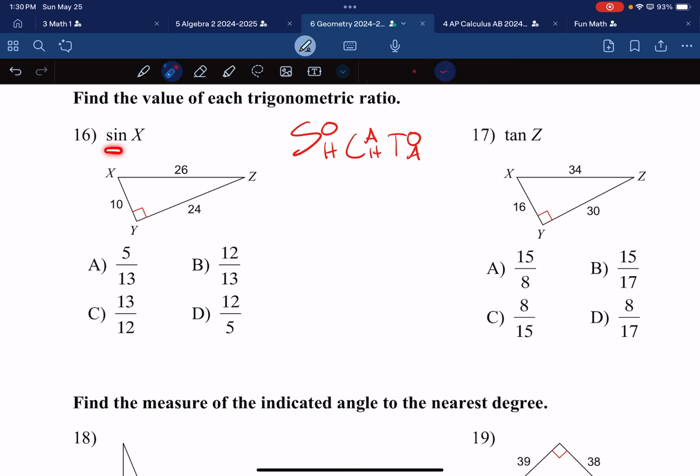For SOHCAHTOA, sine is going to be this S, which means it's going to be the opposite over the hypotenuse. So X is our angle of reference. Opposite is going to be 24 over the hypotenuse, which is 26. So the answer is going to be 24 over 26. But I'm noticing that none of those are listed. That's because this fraction is not simplified. So divided by 2 is going to be 12 over 13, and we get option B.